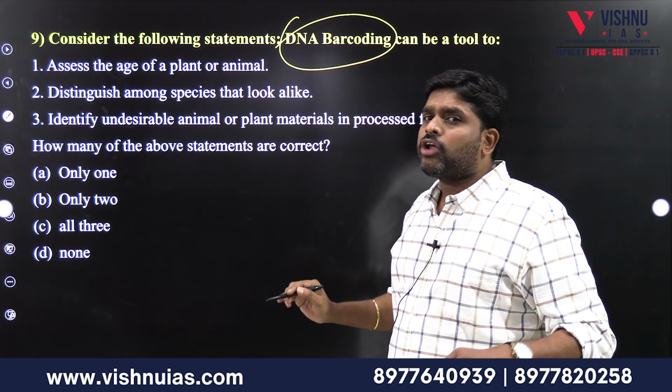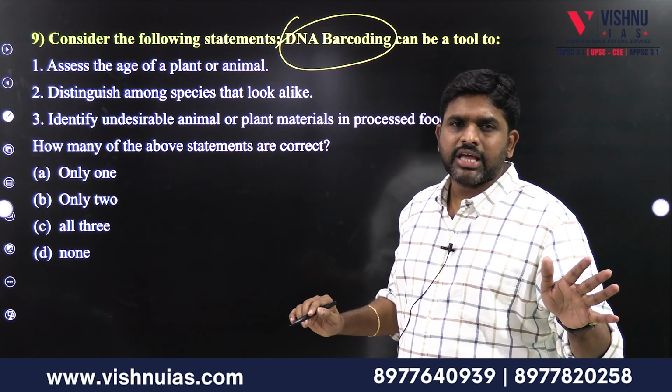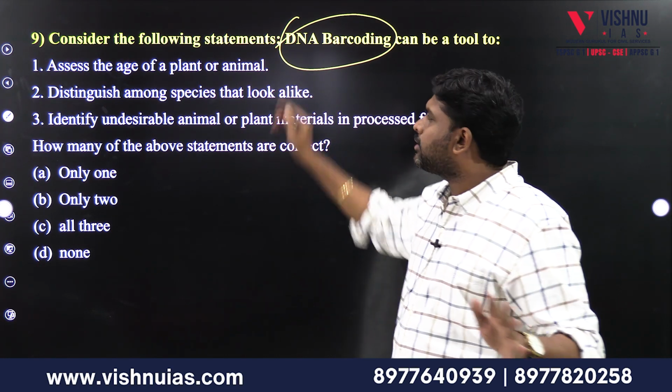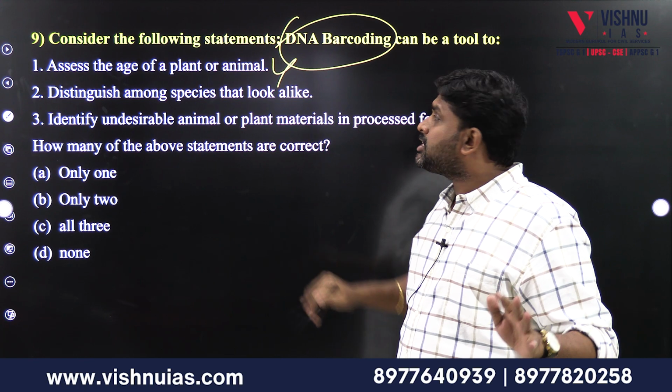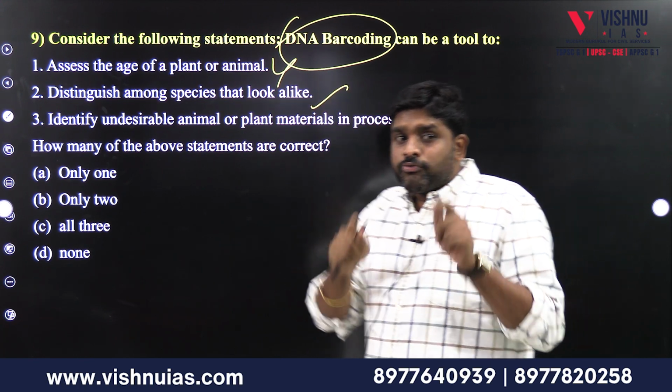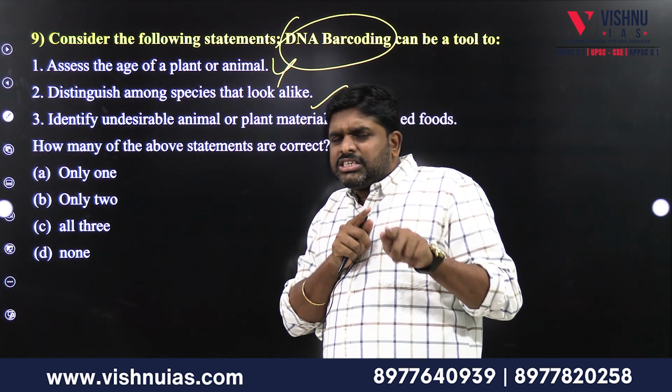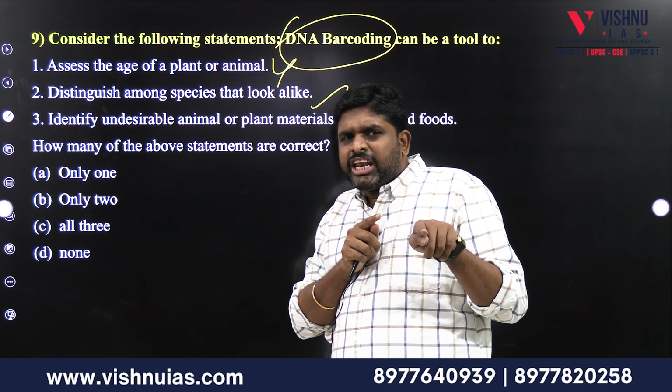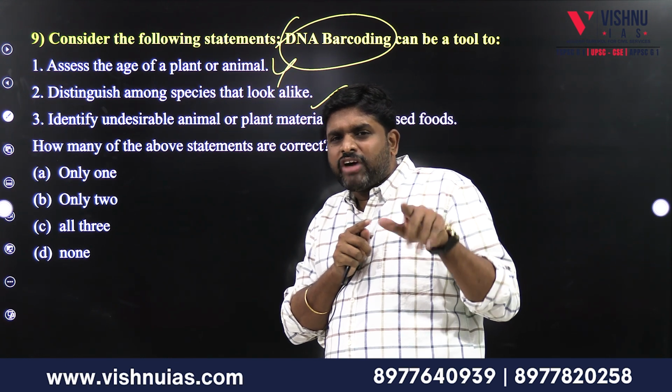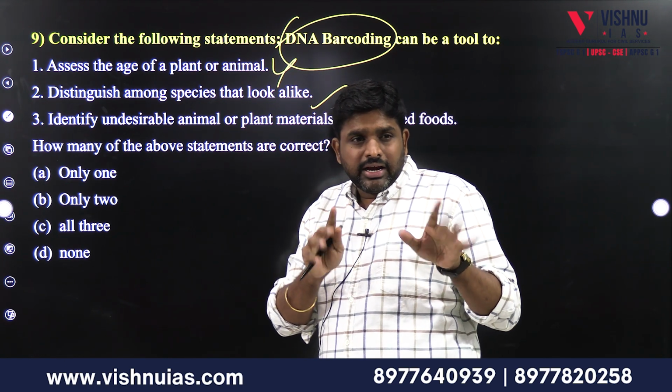Assess the age of a plant or animal. No. With DNA we cannot assess the age of any animal or plant. Impossible. Distinguishes among the species that look alike. Yes, we can identify this DNA is of a human being, or this DNA is of bacteria, or this DNA is of a virus, that we can identify by using the DNA.